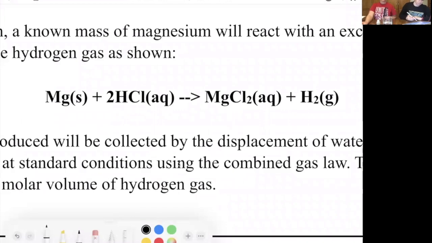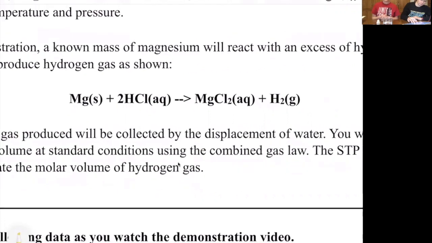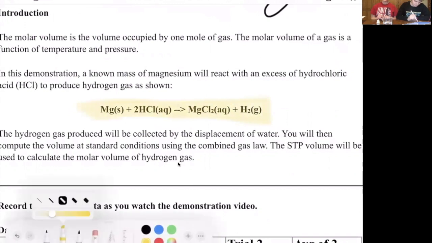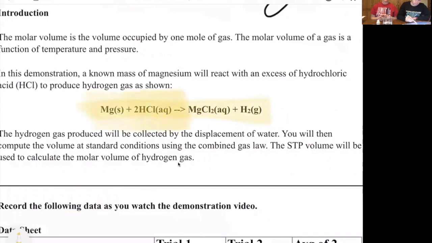So take a look at your lab sheet for a moment with me. This is the reaction that's going to be taking place in the graduated cylinder. It is magnesium solid plus 2 moles of hydrochloric acid, which are in an aqueous solution. That's going to create a new aqueous solution of magnesium chloride and hydrogen gas, which is what we are collecting by the displacement of the water. From this, you will be able to calculate the molar volume of the hydrogen gas.